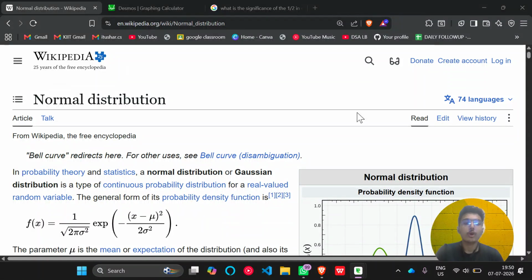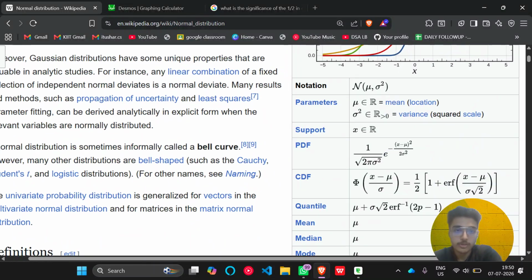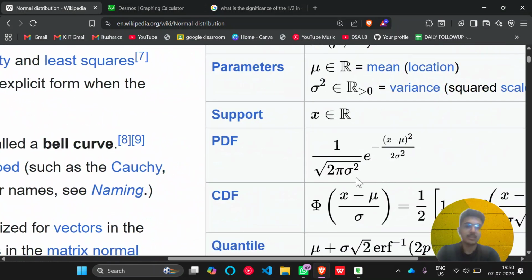In this video, we're going to talk about the normal distribution, and to be very specific, we're going to get the intuition for the equation of the probability density function, the PDF of the normal distribution. So if we come down and see here, if I zoom in a bit, we'll be able to see this is the very equation for the probability density function, the PDF of the normal distribution.